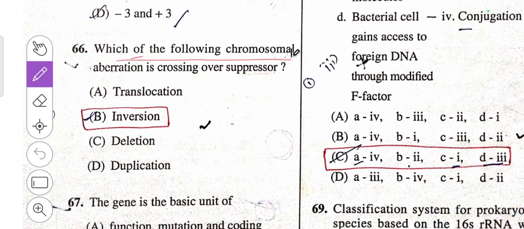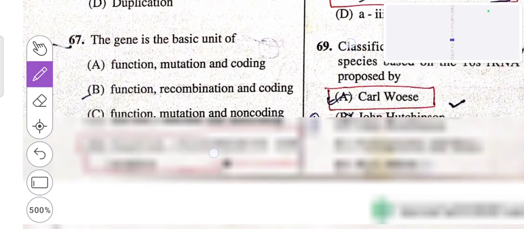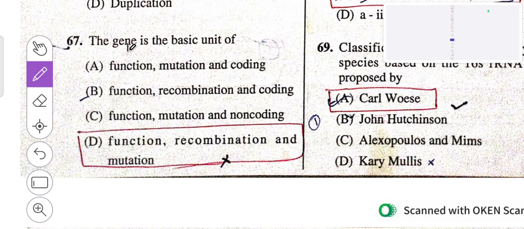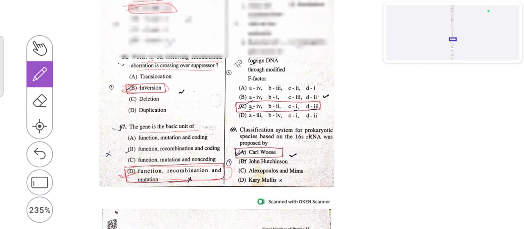Which of the following chromosomal aberrations is a crossing over suppressor? That is inversion. 66B is the right answer. 67. A gene is the basic unit of. A gene is the basic unit of function, basic unit of recombination, basic unit of mutation. So D is the right answer.